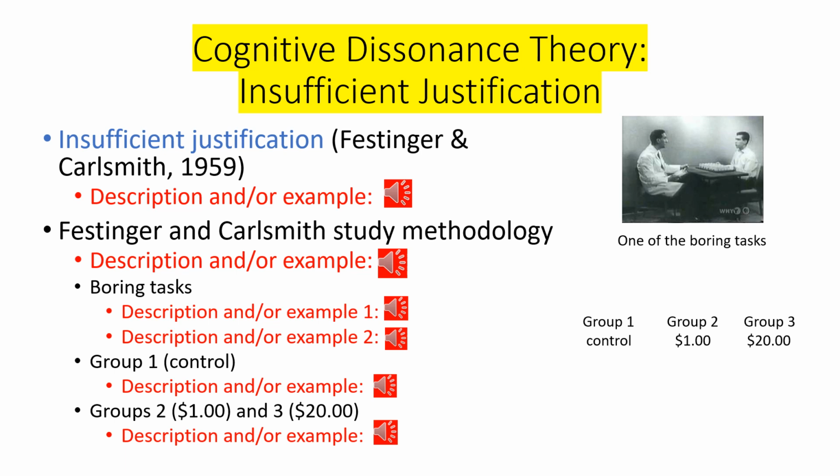They did each of these two boring tasks for 30 minutes. So basically they sat down and did two meaningless tasks for a total of 1 hour. And that was done by members of all three conditions, Group 1, Group 2, and 3. The first thing they did was 60 minutes of these boring tasks.